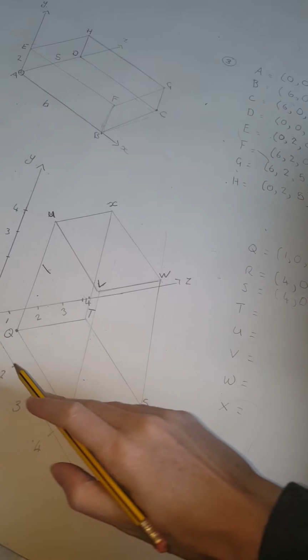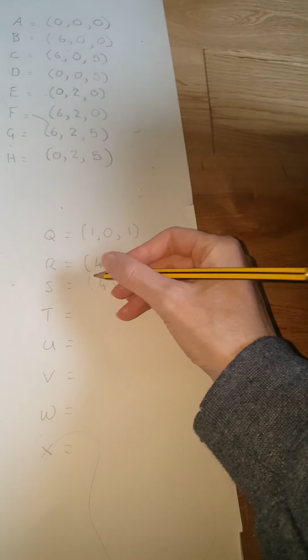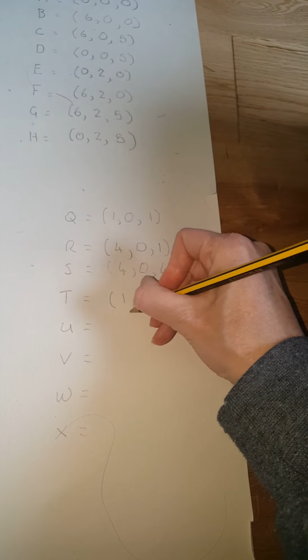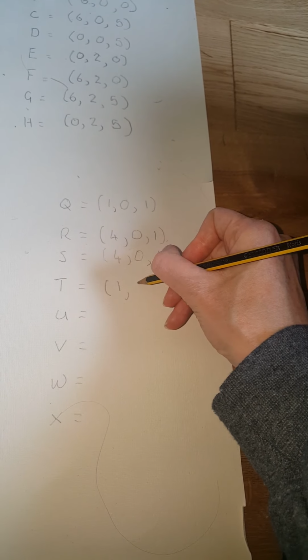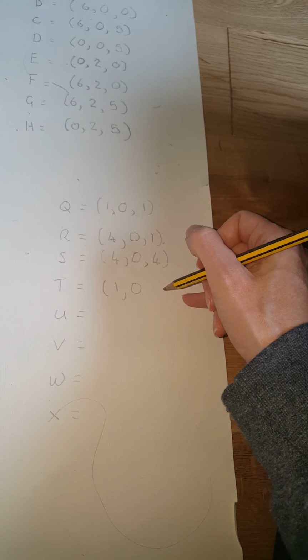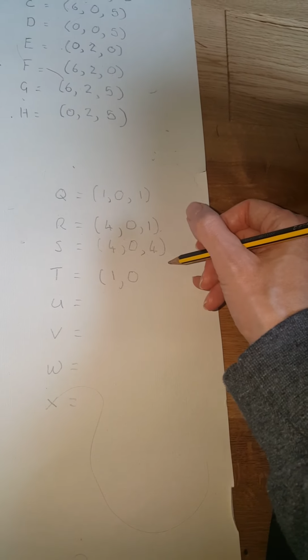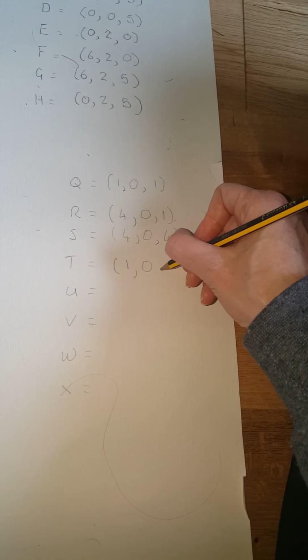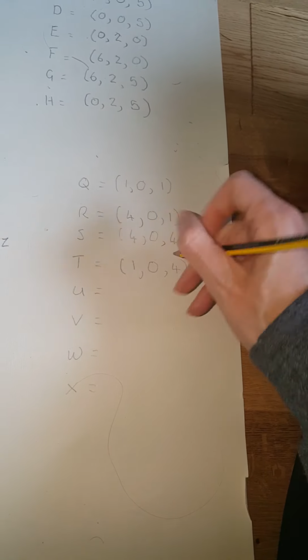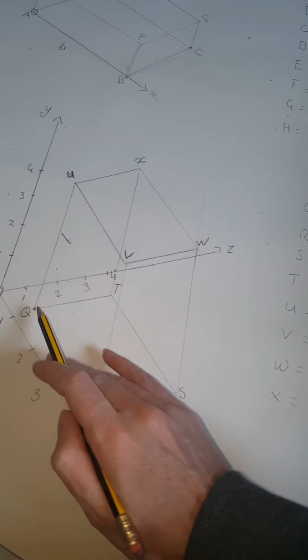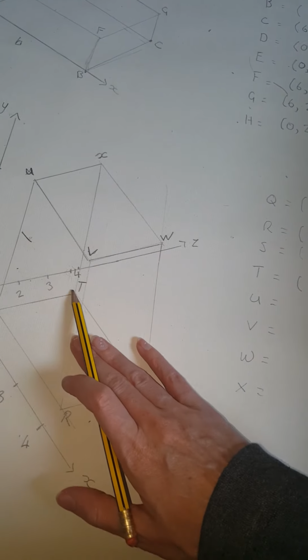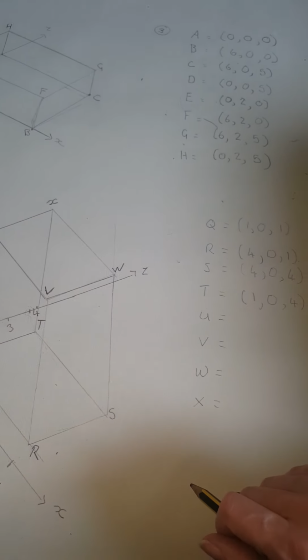On to T, again along the x 4. Line on the ground there, so not up at all for T, so y coordinate is 0, and again I've gone out 4 places on the z axis there. Going out 4 places to get to T.